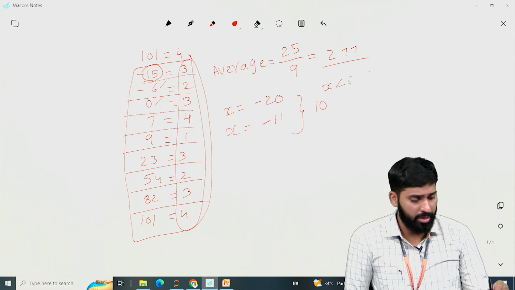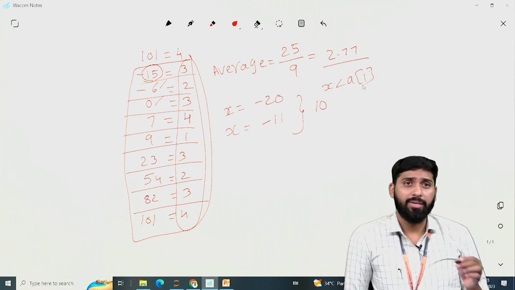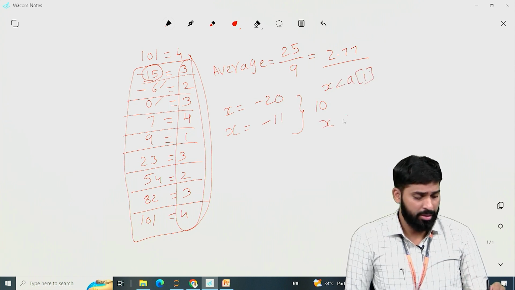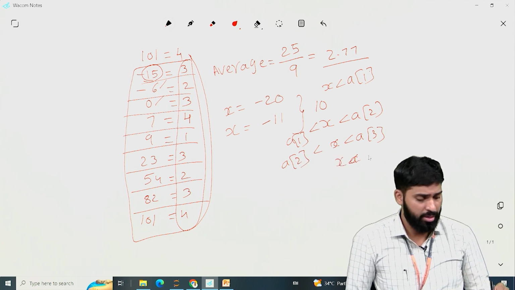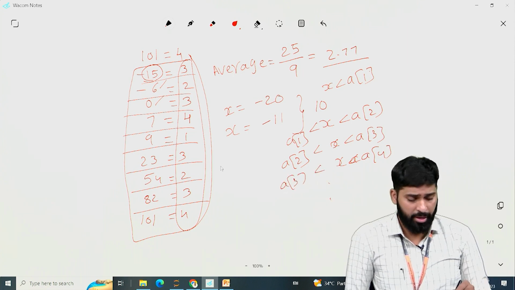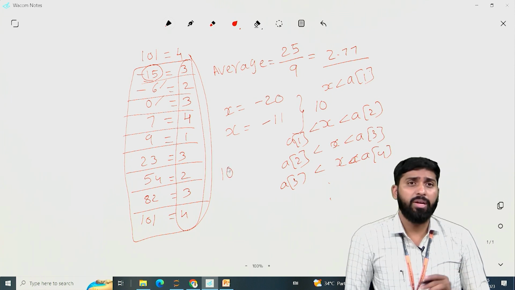X less than A of 1. In the second, x is less than A of 2 and greater than A of 1. Another case, x less than A of 3 and greater than A of 2, and x less than A of 4 and greater than A of 3, and so on. We are going to get 10 possible ways to get an unsuccessful search.